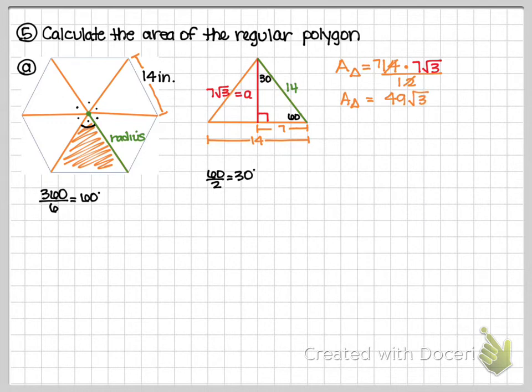Now, I'm not going to type this into my calculator because I don't want to get an approximation for that root 3. This was a 30, 60, 90 triangle. I want to make sure that I stick with the exact answer.